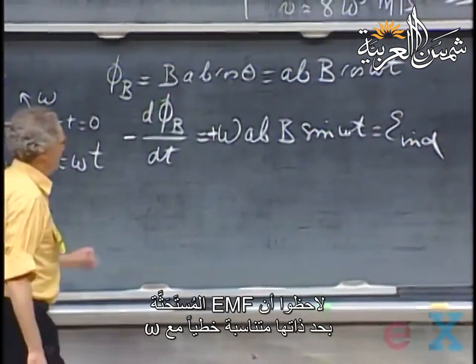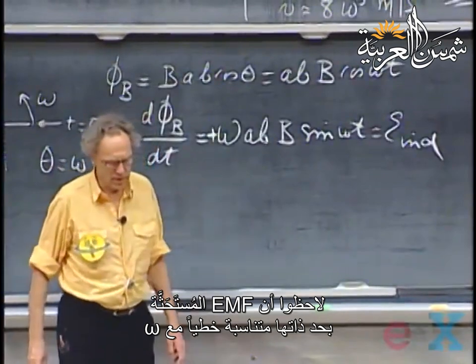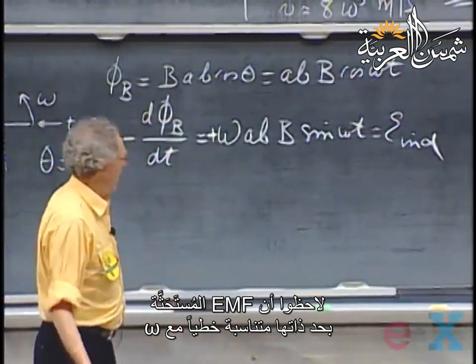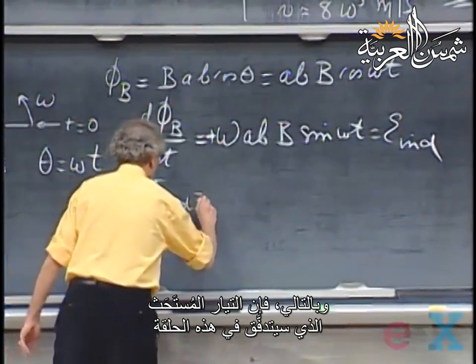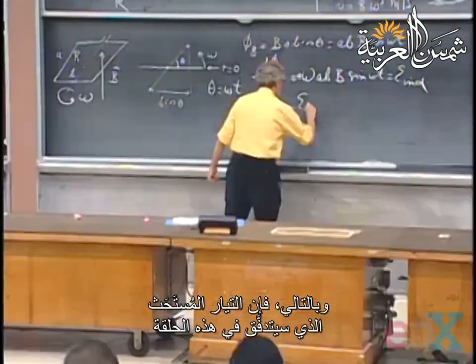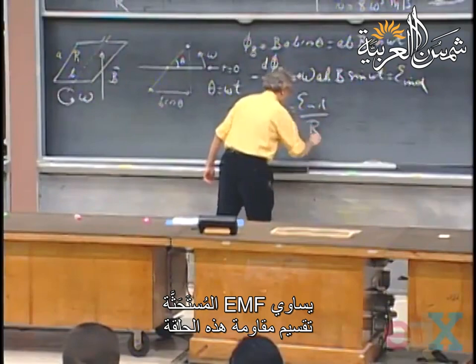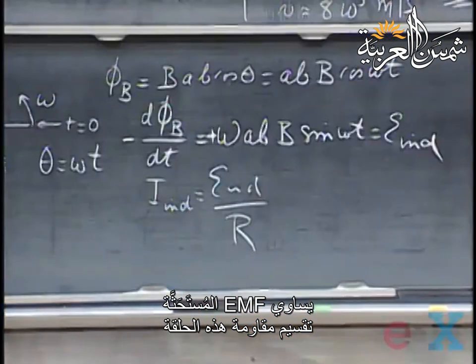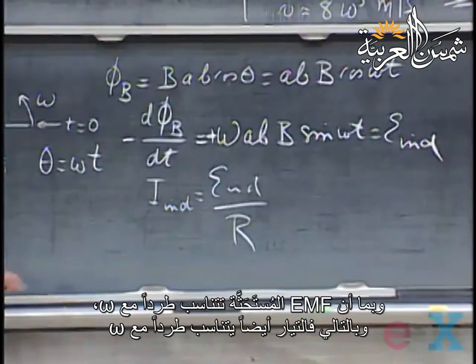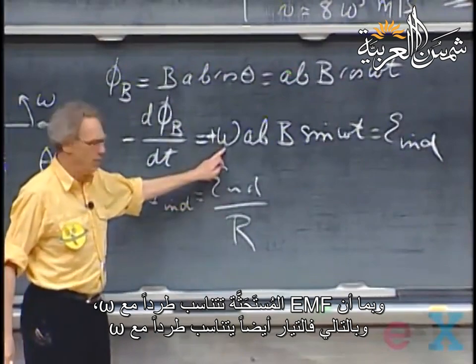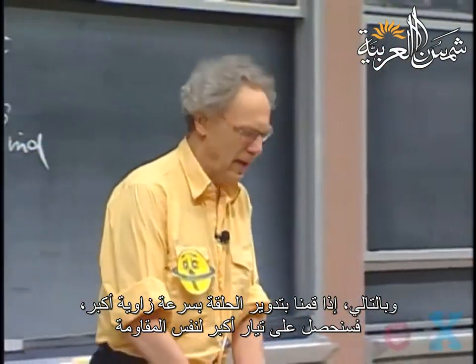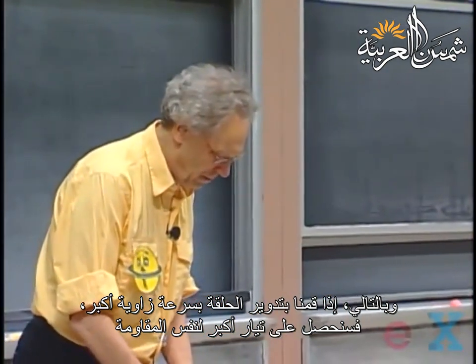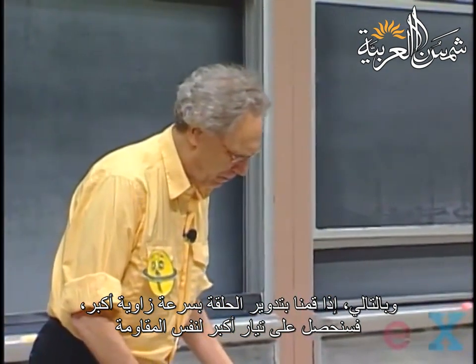Notice that the induced EMF itself is linearly proportional to omega. And so my induced current that is going to run in that loop is the induced EMF divided by the resistance of that loop. And so if the induced EMF is proportional to omega, so is the induced current. So if you go faster around, you get a higher current for the same resistor.